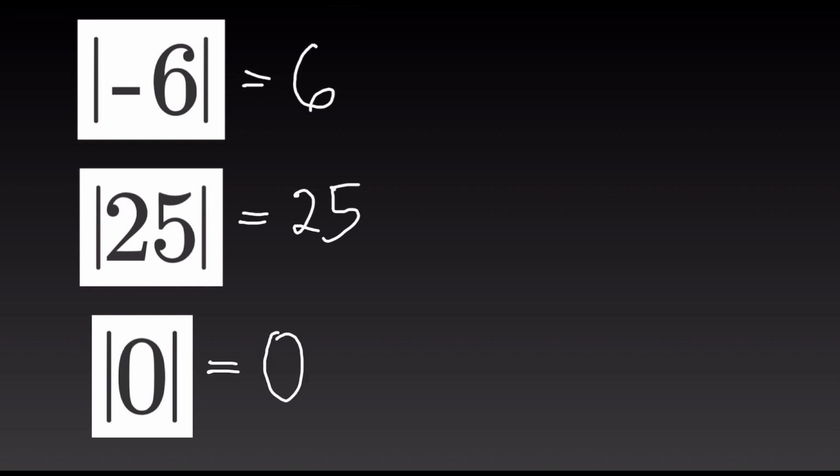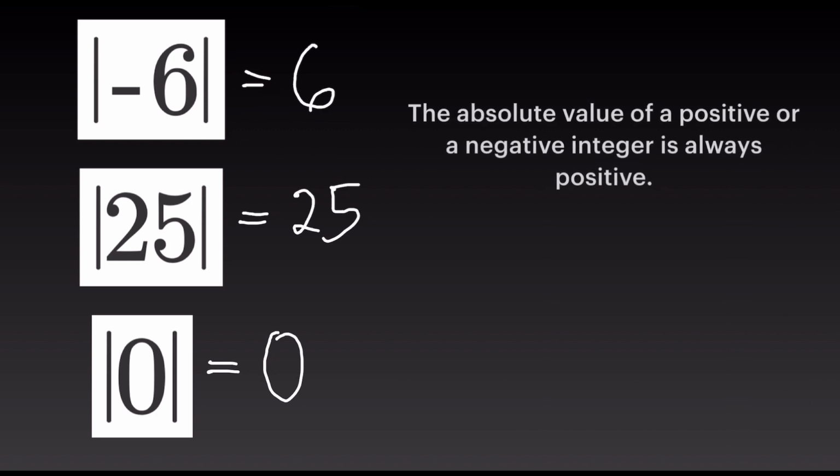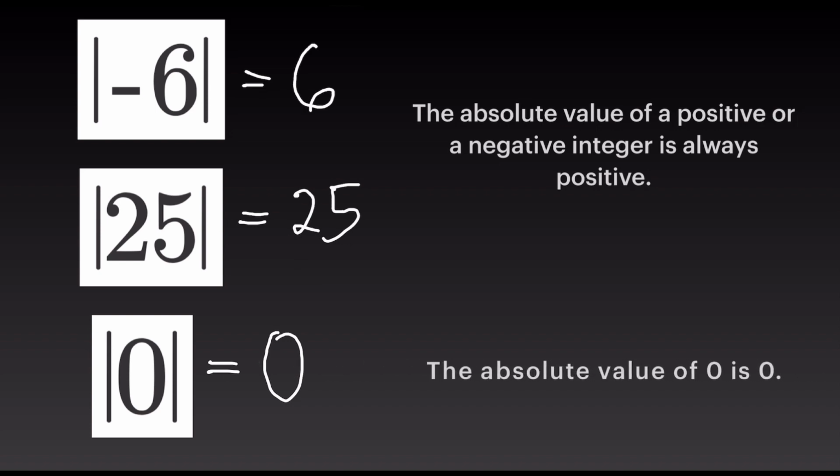Well, in general, take note of the following. Una, pag kinukuha mo yung absolute value ng isang positive or isang negative integer, ang laging sagot ay positive. Kagaya ng ditong nakikita nyo ngayon. The absolute value of negative 6 is positive 6. The absolute value of positive 25 is 25. Okay? And also, the absolute value of 0 will always be 0. Kasi wala naman siyang distance sa sarili niya.